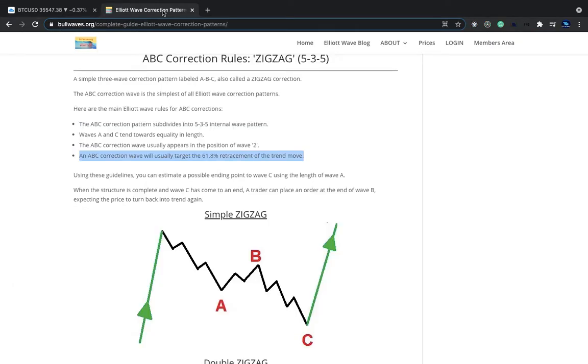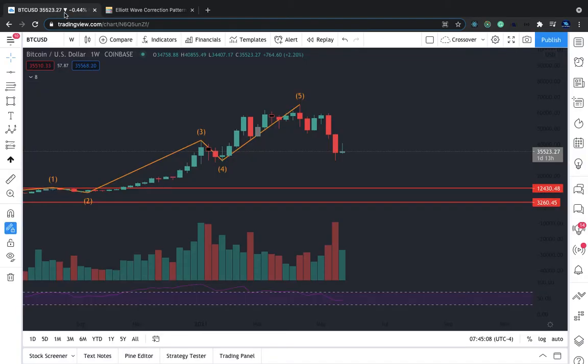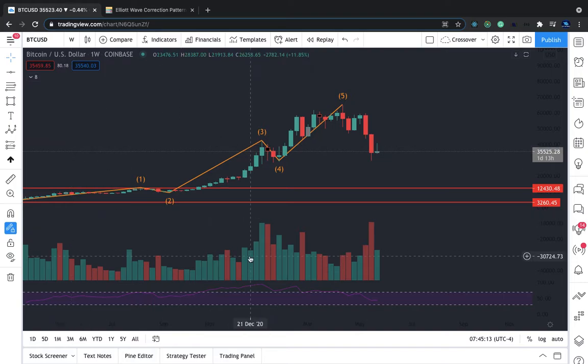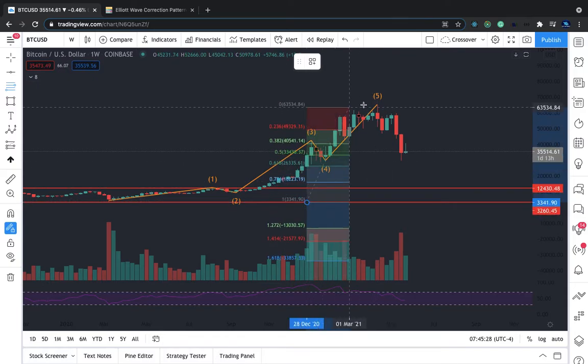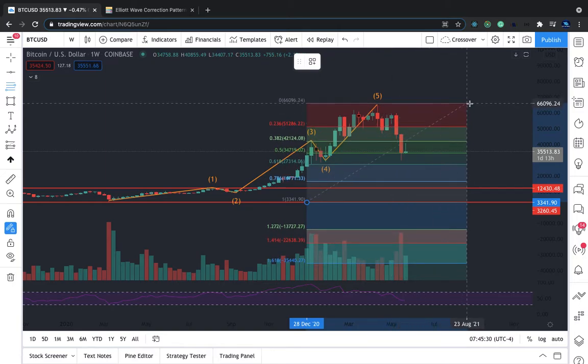Now, if we look at this Elliott wave pattern, this is one of the rules. An ABC correction wave will usually target the 61.8 retracement of the trend move. What it's talking about is Fibonacci retracement. So let me make this smaller again. Here's my Fibonacci retracement. So what we want to do is start at where the trend began, which is where I add this red line here. And you want to bring it all the way up to where the trend ended, where the 5th wave ended, which is up here.